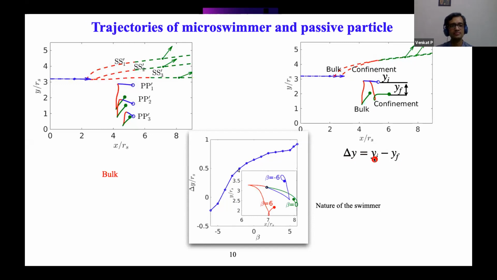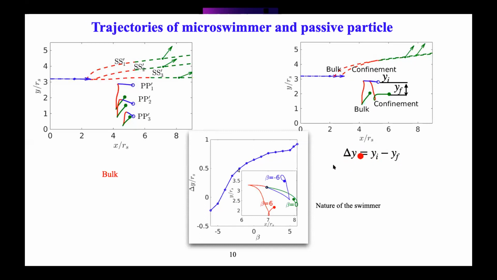Okay. So this is an important parameter, and it finds applications like particle separation or particle deposition. There are different parameters that can affect this quantity, and here I'll discuss one such quantity, which is the nature of the swimmer. We can vary the nature of the swimmer by changing the parameter beta. A negative beta corresponds to a pusher swimmer and a positive beta corresponds to a puller swimmer.